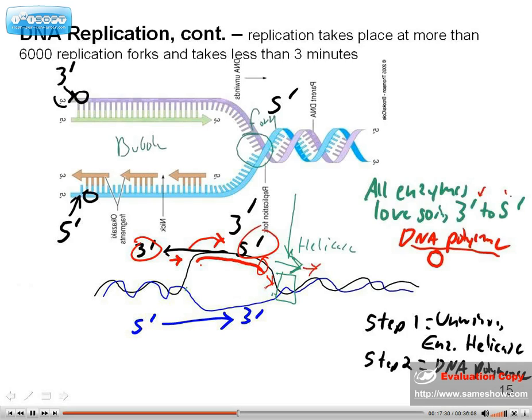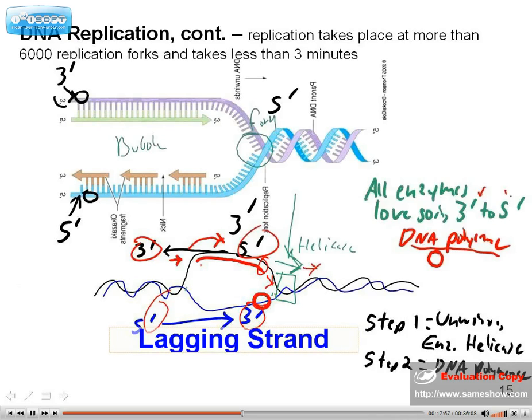Now, here's the hard part. If this is the 3 prime end and this is the 5 prime end on the alternate strand, DNA polymerase must always go from 3 prime to 5 prime. What will happen is it will start going in the opposite direction of the helicase, which is referred to as the lagging strand. And eventually it will stop. Why? Because it hits the edge of the replication fork.